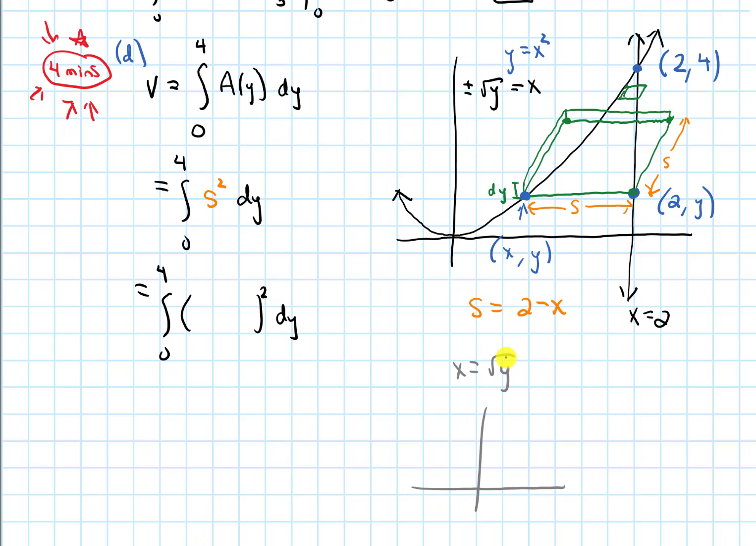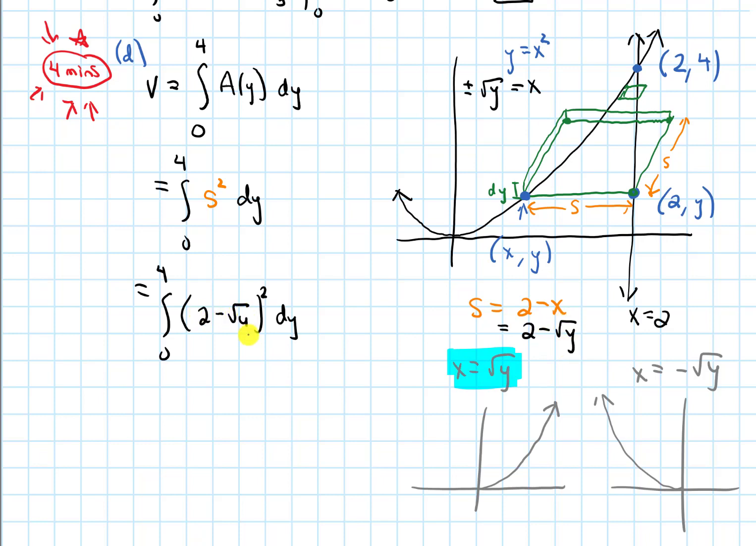when I square root something, the output is non-negative. So this would be saying x is non-negative. So that would just be the right half of this parabola. Whereas if I had x equals negative root y, now my outputs, because of that negative sign, are going to be non-positive. So that would be the left half of this parabola. And in my picture, we're using the right half of the parabola. So we're going to be using this. So s is going to be equal to 2 minus the x value, which is root y. So let's plug that in, 2 minus root y.